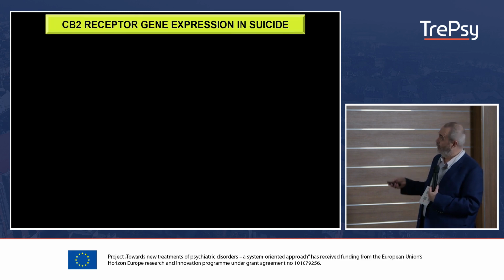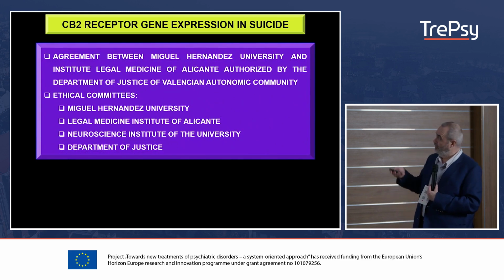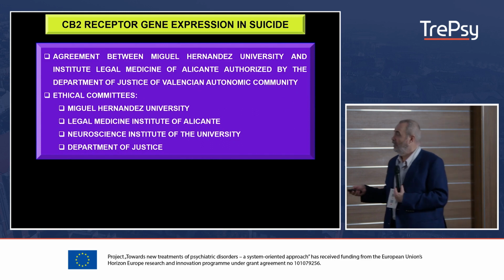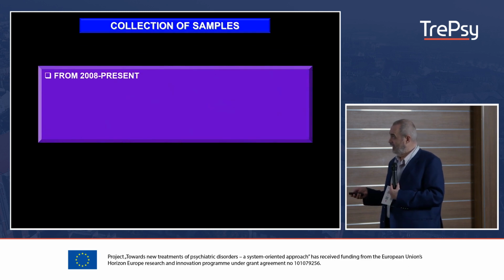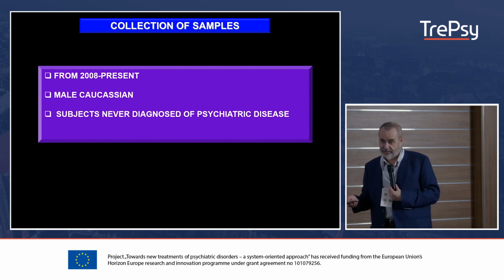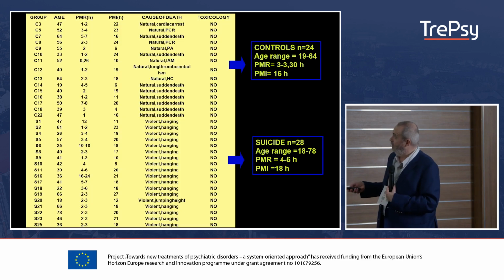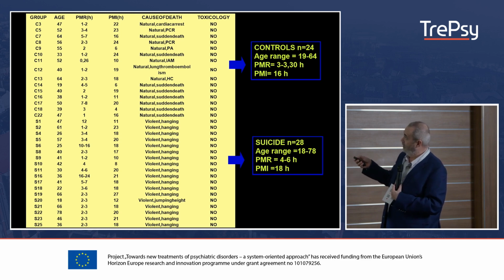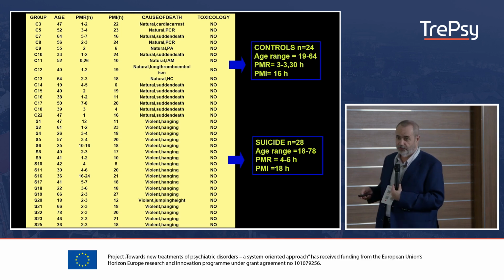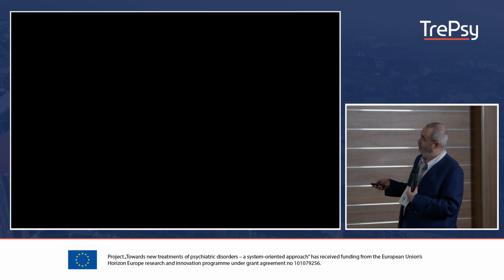And finally, we went to study that in humans, and we used suicide as a model. So we have an agreement with different types of organizations to carry out this study with different ethical committees. We began the study in 2008 to present, so almost 15 years now. Male Caucasian subjects never diagnosed of psychiatric disease, and also subjects not taking any drug acting on the central nervous system. So we also took care of different types of parameters, not only the postmortem interval and the pH, but also the postmortem time to refrigeration to stop the autolytic process. It's about 3 to 6 hours, and these are the results that we got.